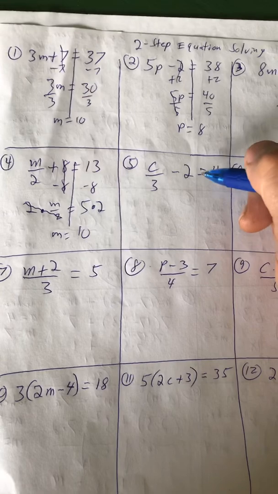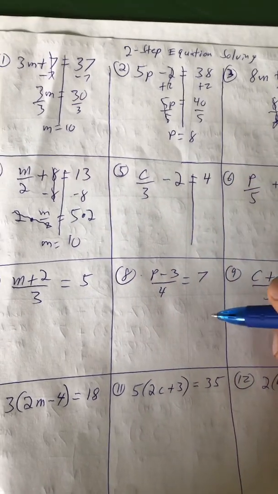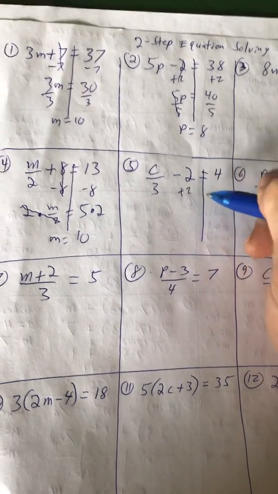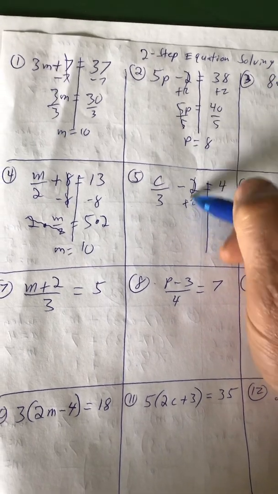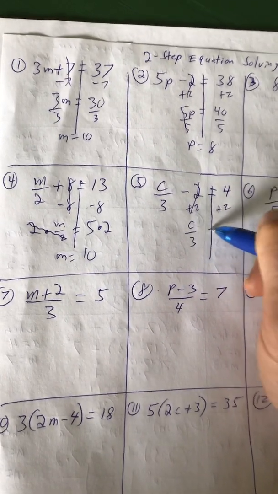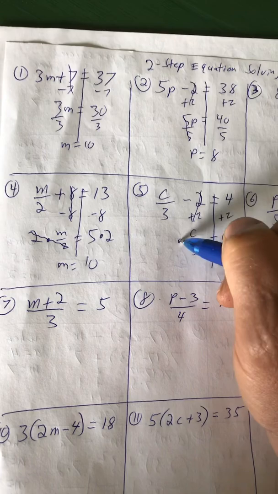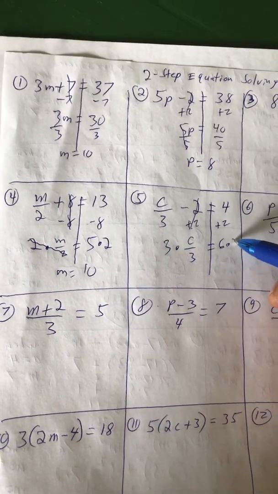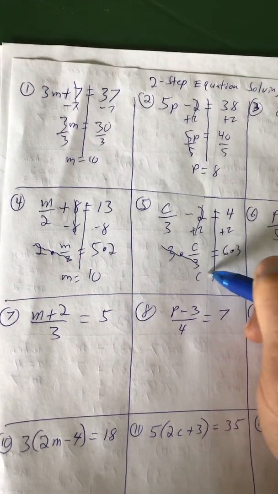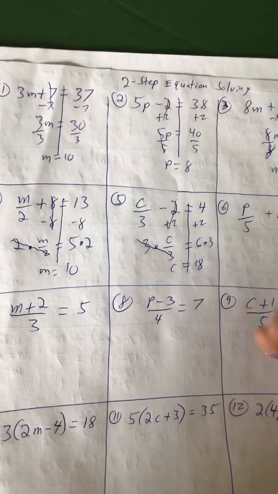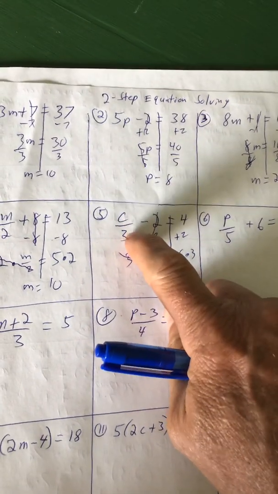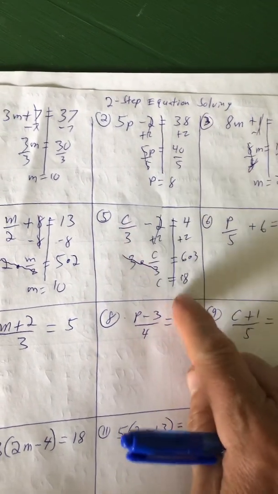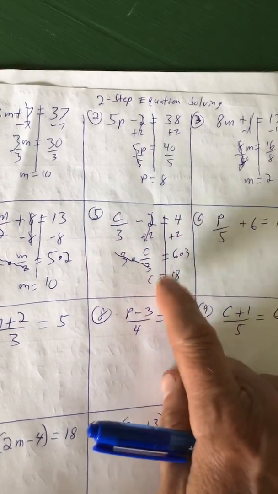You can do it. Hit pause. Right, here I go. Plus 2, c divided by 3 equals 6, and then times 3, c equals 18. And I can check. 18 divided by 3 is 6, minus 2 is 4, so I'm right, and I know I'm right.